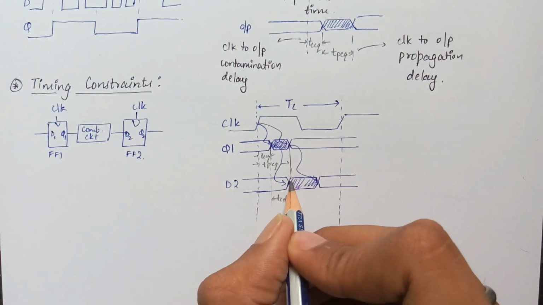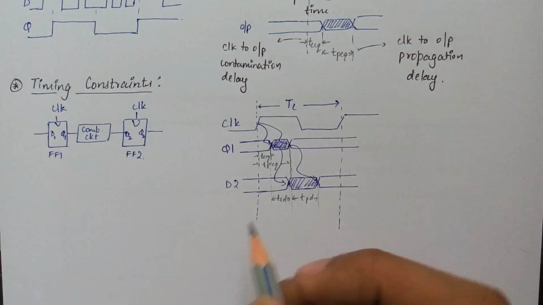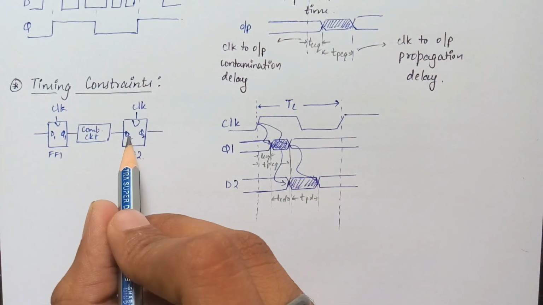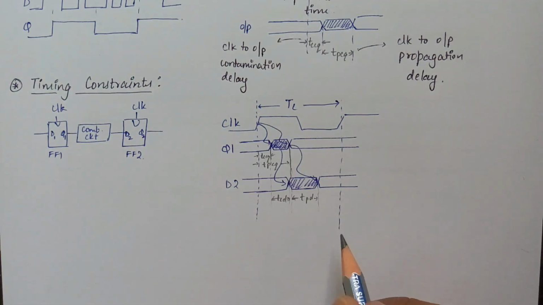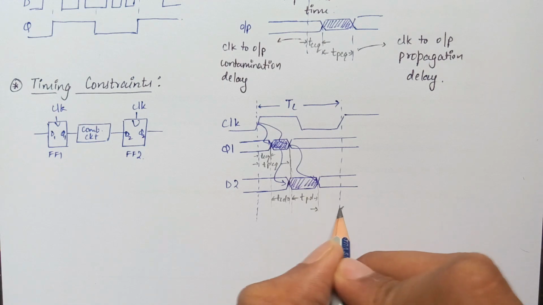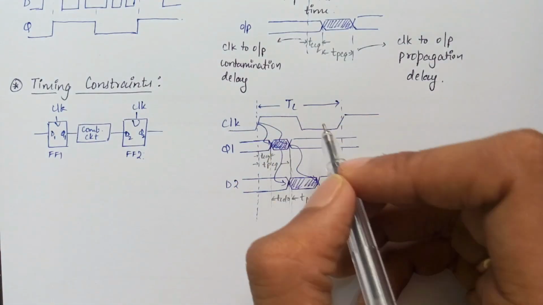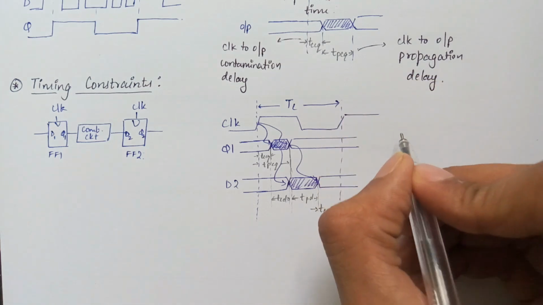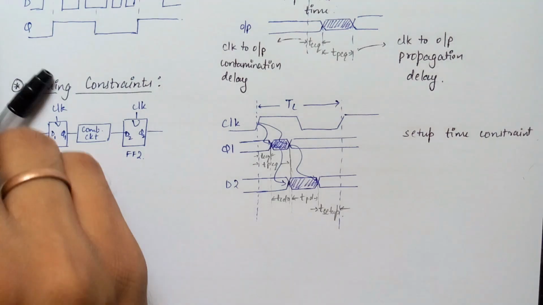Now, for the output of flip-flop 2 to be stable at the next clock edge, D2 must be stable at least a setup time before the next clock edge. This imposes a constraint on maximum clock frequency and is commonly known as the setup time constraint.